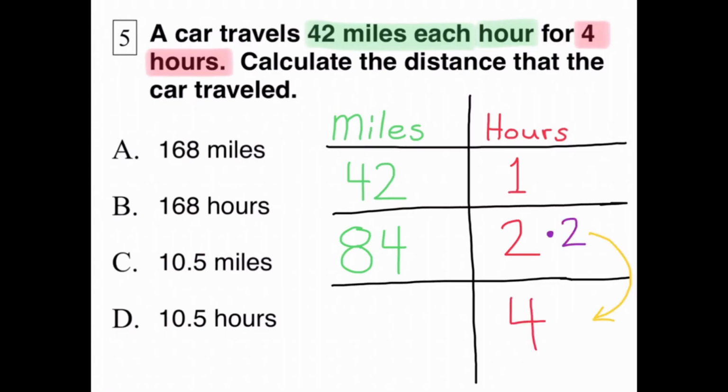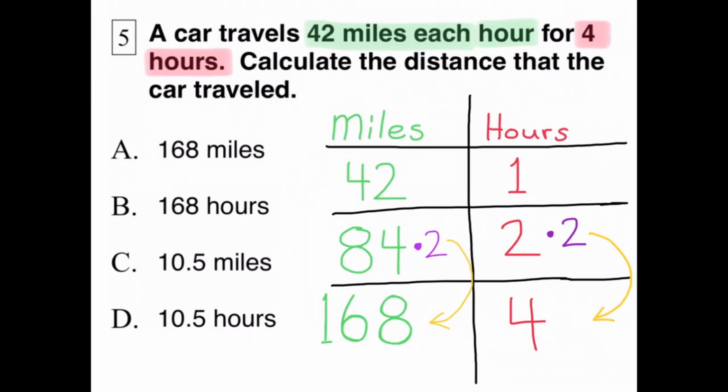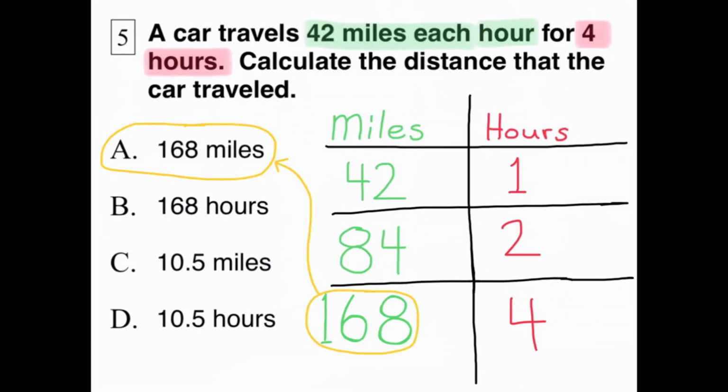They want us to calculate the distance that the car traveled in 4 hours. So I'm just going to go ahead and multiply the 2 hours times 2 to get 4 hours. And since I multiplied the number of hours times 2, I need to multiply the number of miles times 2. So 84 miles times 2 equals 168 miles. The distance that the car travels in 4 hours is 168 miles.